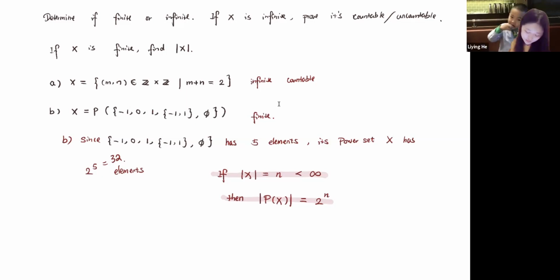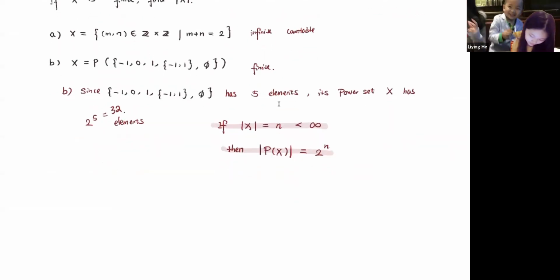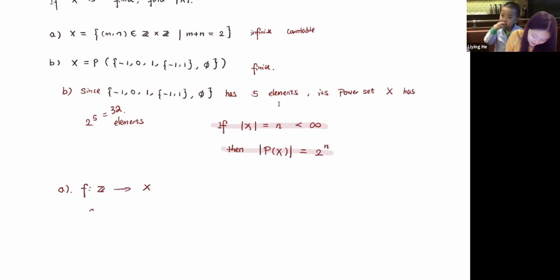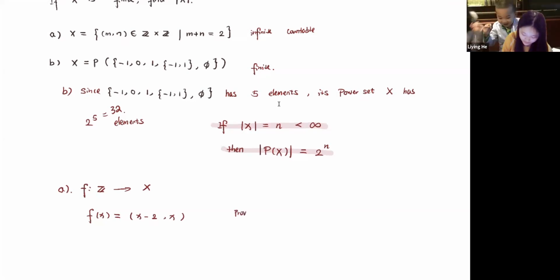Let's go back to part A. Anyone have a function in mind? I'm going to map from the integers to X, and my function is f of x equals (x - 2, x). And then you prove it's bijective.